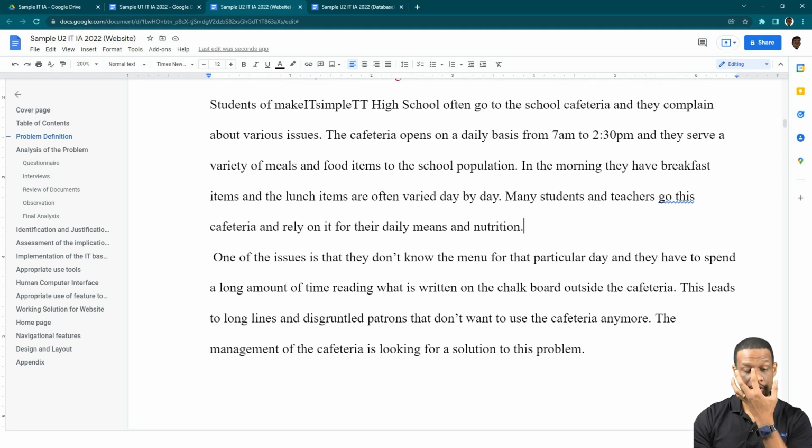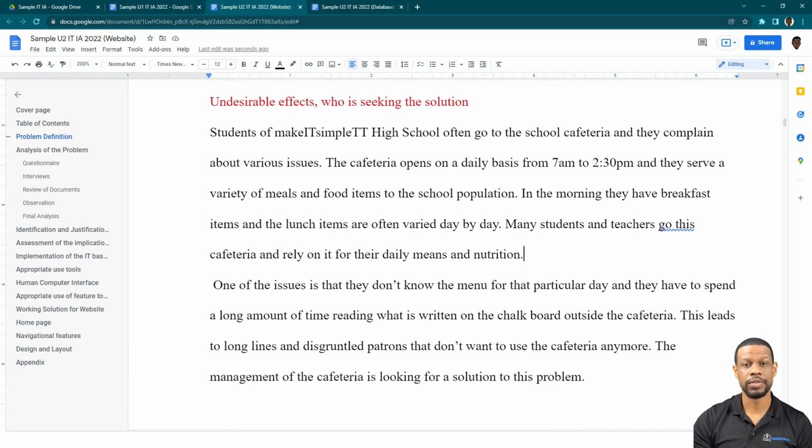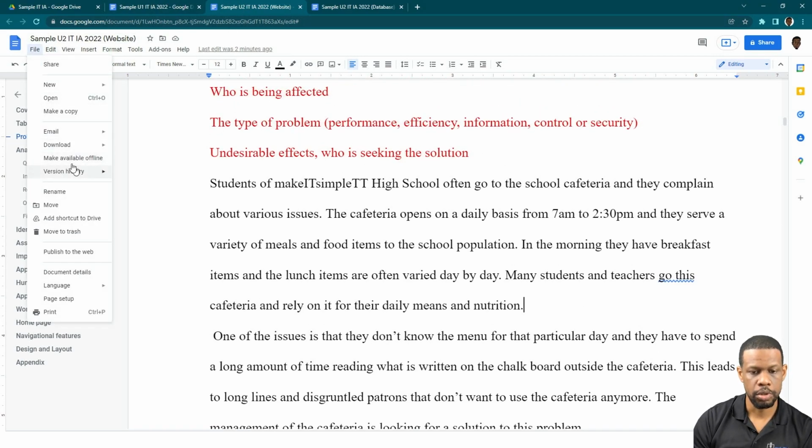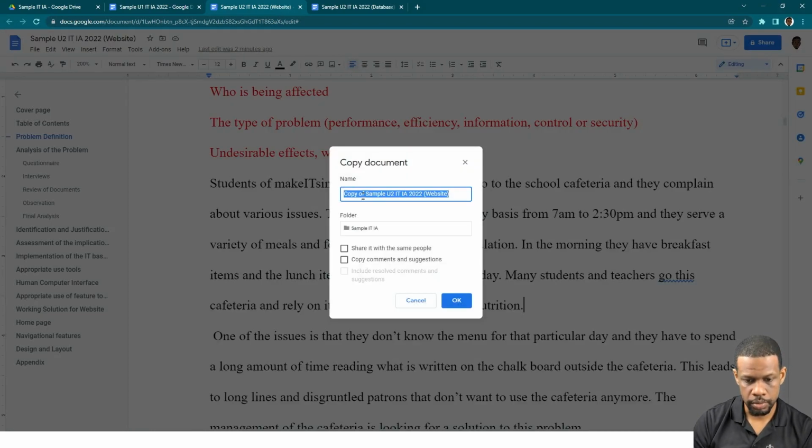Right. Now what I'm going to do is modify this problem definition to turn it into a database sort of IA. So the database information will be a little different. But remember, I told you all, I'm showing you how to do the IA in both directions, website direction and the database direction, because that's what the syllabus literally pushes you to. So let's make a copy of this. I'm going to name this database. Right, so we're going to create this sample IA database.